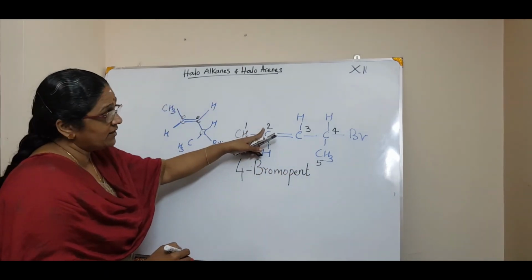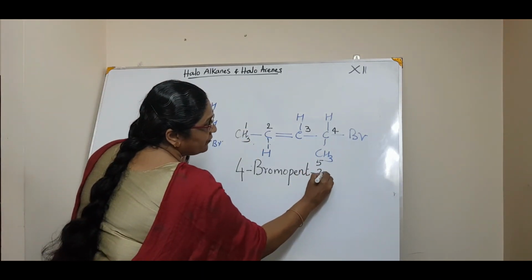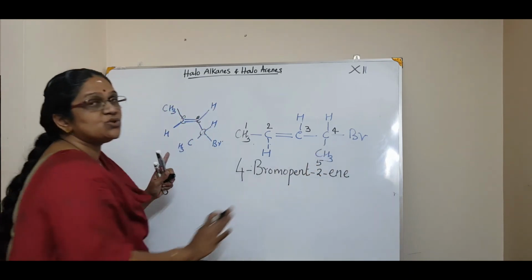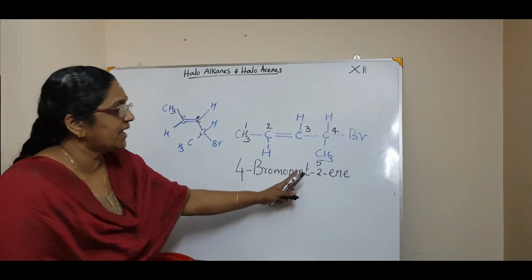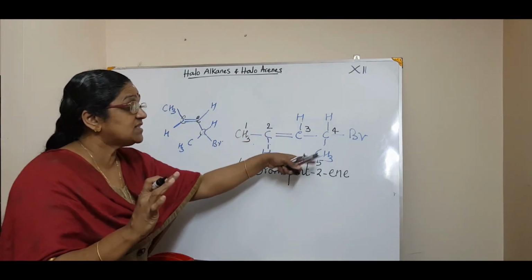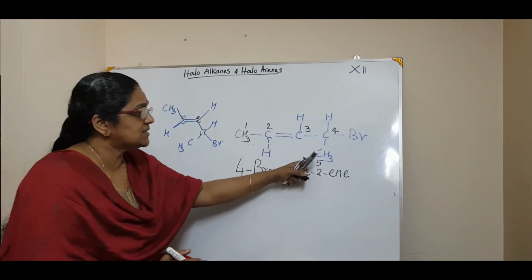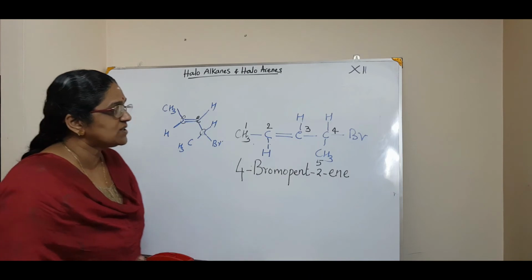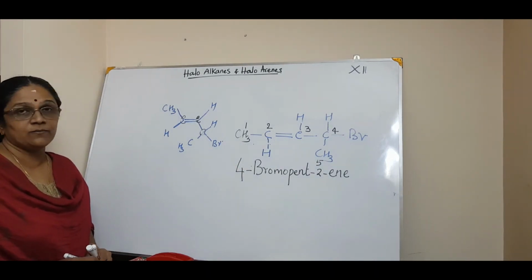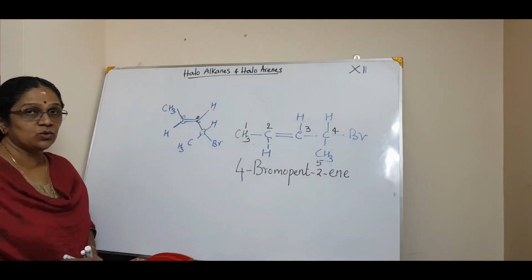Where is the double bond? Ene. So it is pent-2-ene, or you can write pentene-2 also. But normally we write pent-2-ene. Just remember which is the longest chain. Sometimes we miss out. So number the longest chain and then write the name of the compound. Is it clear? No doubt.